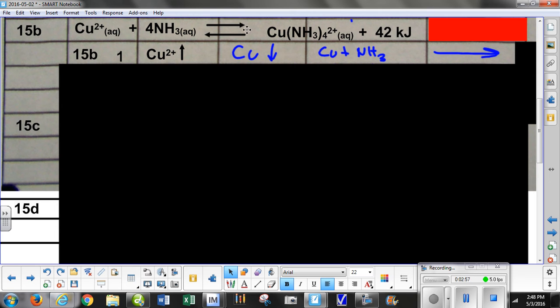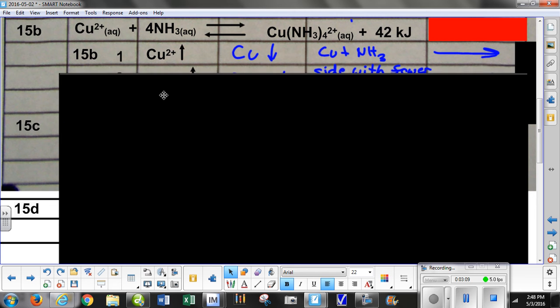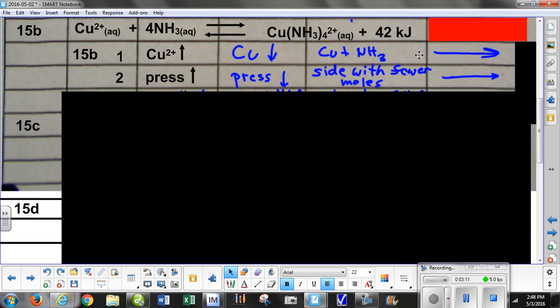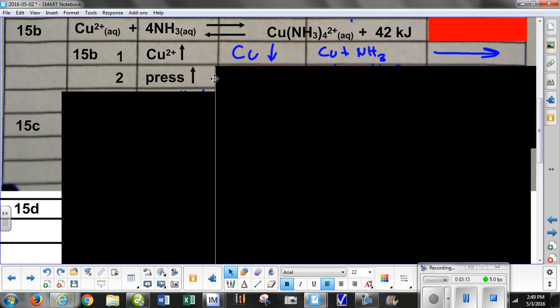So Le Chatelier is concerned only with, not the heat on this one. We're just worried about concentration. So the concentration is going to go down very nicely. I've been talking about the heat and I got sidetracked there. Okay, let's look at the next one.